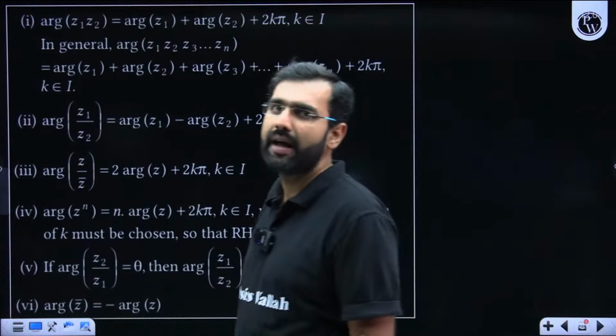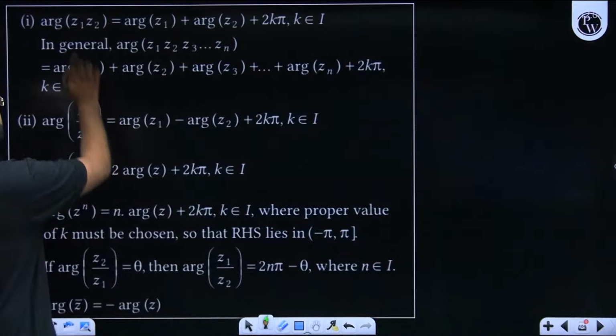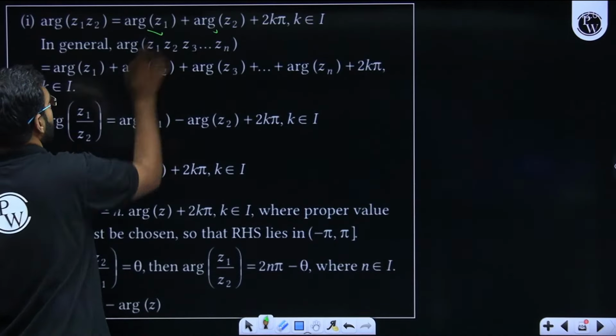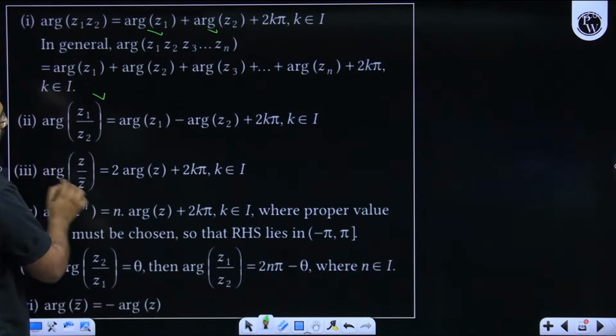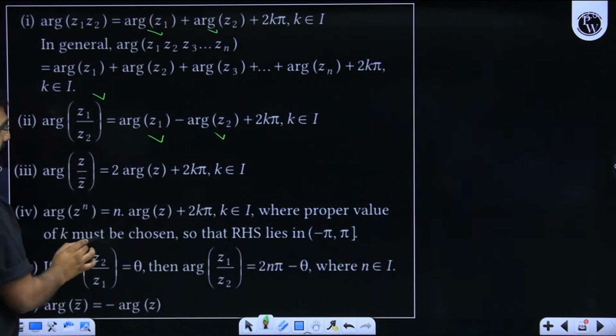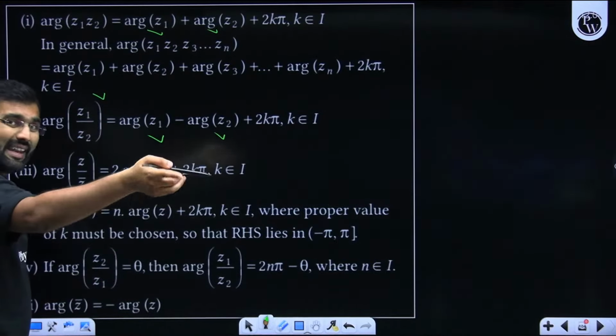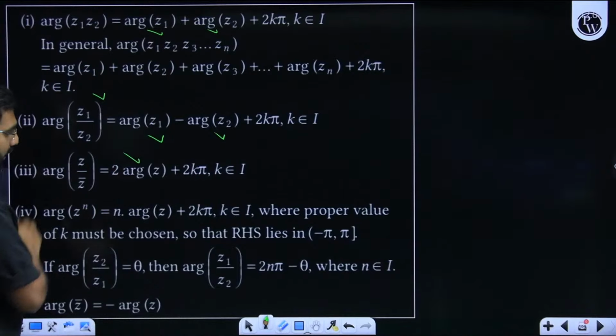Argument based formulae I personally remember as the formulae of logarithm. For example, here argument of z1 z2 is argument of z1 plus argument of z2. Argument of z1 upon z2 is argument of z1 minus argument of z2. Argument of z upon z bar is argument of z minus argument of z bar, but argument of z bar is negative of argument of z, so it is 2 times argument of z.